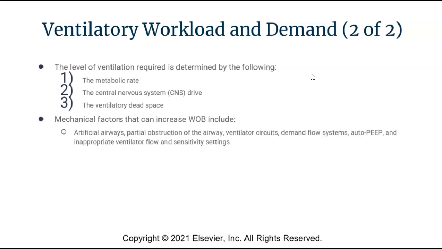So the level of ventilation required is determined by kind of the following things. That's, again, your metabolic rate, so how much CO2 you're producing, your central nervous system drive, how much your brain is telling your body to breathe, and that dead space that it has to overcome. So if I have a lot of dead space ventilation happening, the rest of my lungs are going to have to work that much harder to make sure that gas exchange is occurring. Okay, so you said that your mechanical factors that are going to increase your work of breathing are those artificial airways, obstructions of the airway, vent circuitry, and those asynchronies like auto PEEP or low flows.